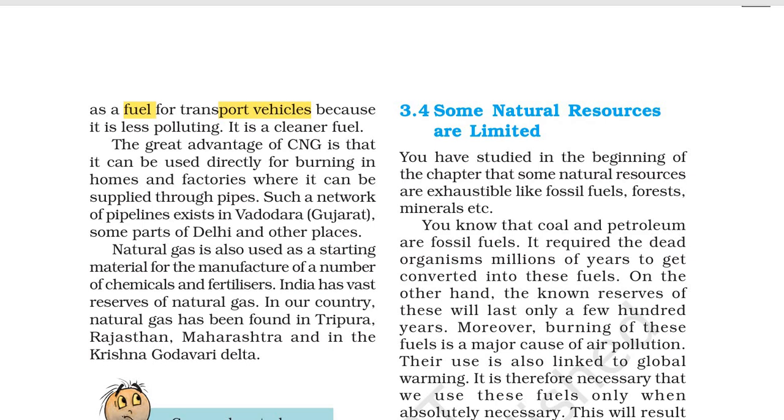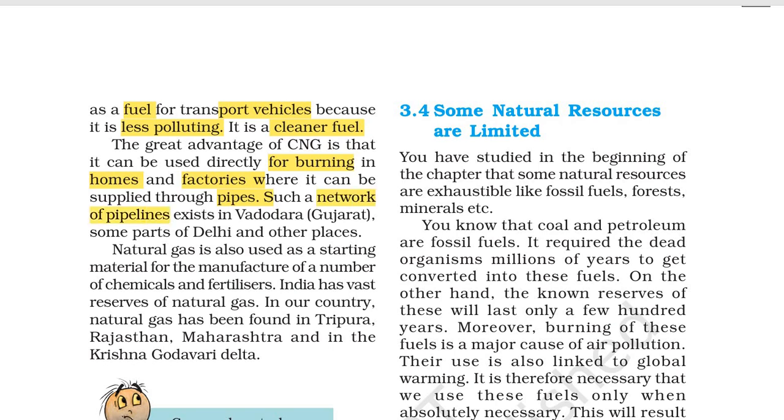In vehicles, we get to have fuel as CNG. Why? Because it is very less polluting, and it is one of the cleaner fuels we have. Now remember, the greatest advantage of CNG is that it can be used directly for burning, because we can use it for burning in homes, and it can be used in factories where it can be supplied through pipes.